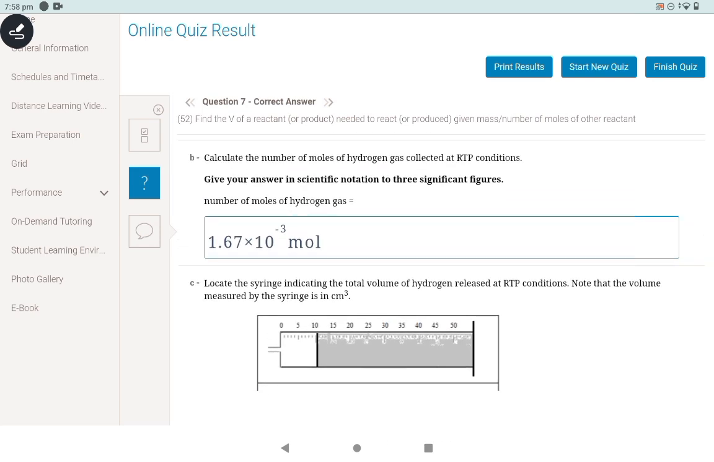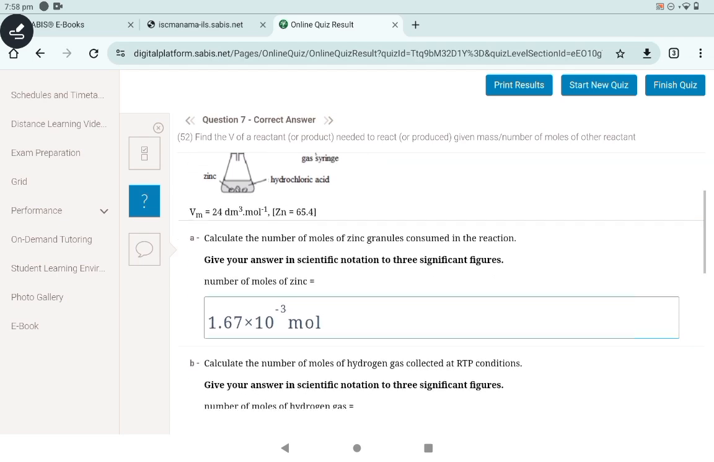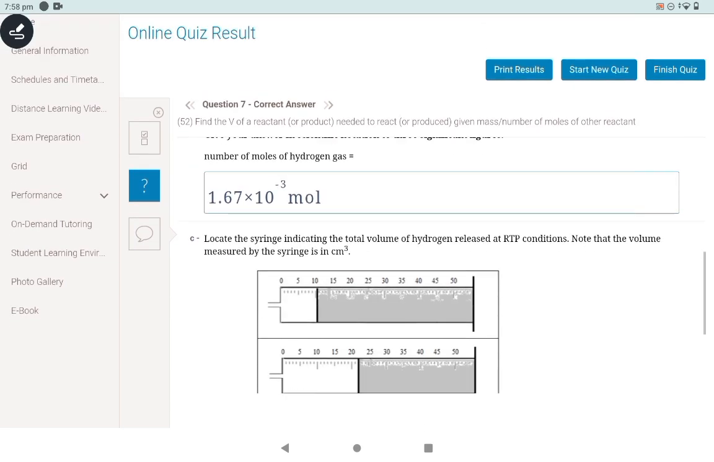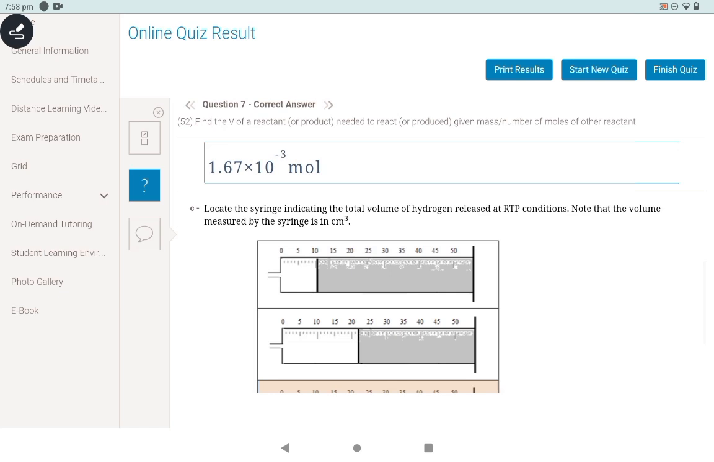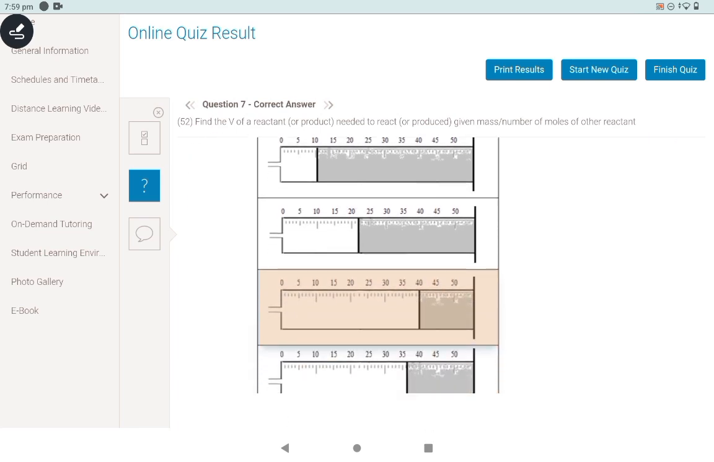So 1.67 times 10 to the power of negative 3, to make it volume, we multiply by the RTP, which is 24 decimeter cube. So let's see, 1.67 times 10 to the power of negative 3 multiplied by 24, we get 0.04. Now that is in decimeter cube, we need to make it a centimeter cube, so we multiply that by 1000, we get 40. Okay, so yeah, that's 40 as the volume.